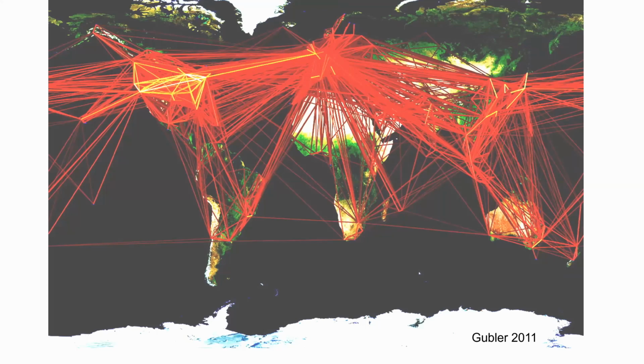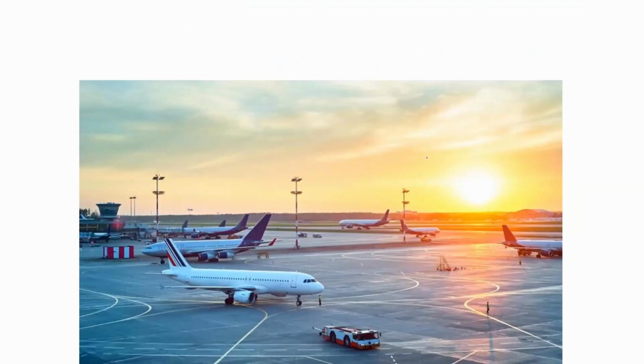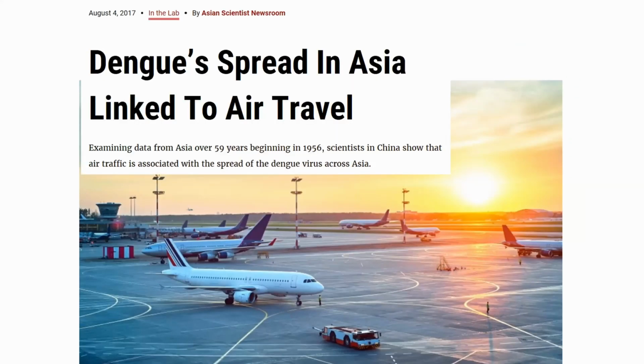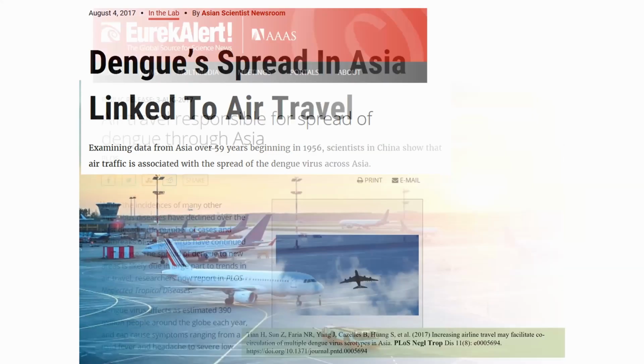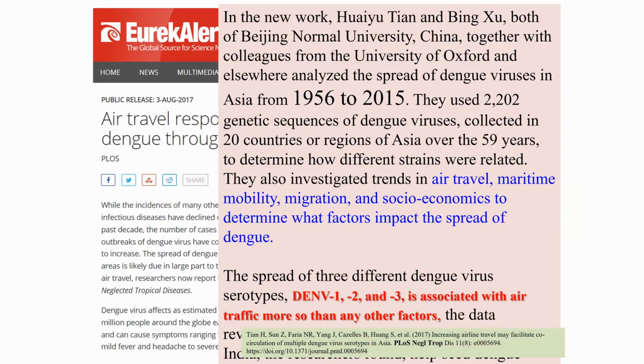Traveling by air is one of the reasons for the spread of dengue in Asia. Today, you can travel within a day to any of these countries. There's a publication which reviewed 59 years of data from 20 countries in Asia, and it has confirmed that dengue serotypes 1, 2, and 3 are linked to air travel in Asia.